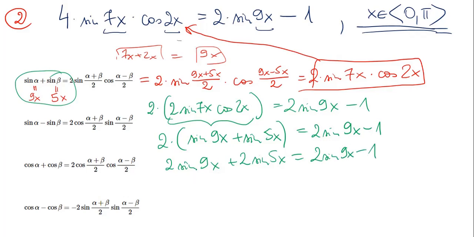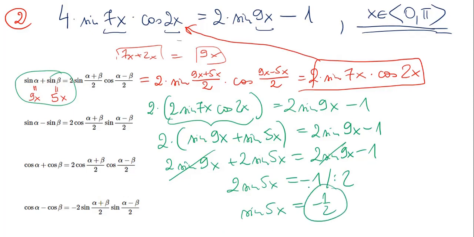And look, beautifully we get rid of this part, and what we have is 2 sine 5x is negative 1, divided by 2, of course, and then we get sine 5x is negative 1/2, which is really good. So at the end we have very simple trigonometric equations. So we have sine 5x equals negative 1/2. Now we have to take a look at the sine function. Let me write it again here: sine 5x equals negative 1/2.